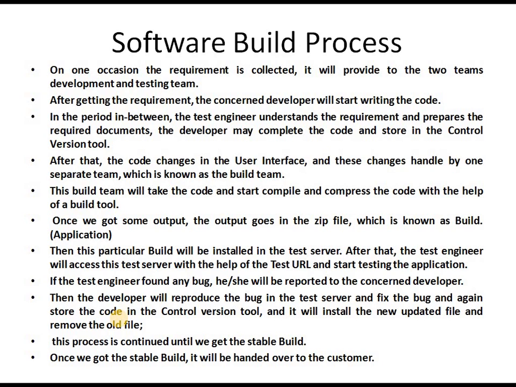The developer completes the code and stores it in version control. After that, the code changes are handled by one separate team, known as the build team. This build team takes the code and starts to compile and compress the code with the help of a build tool.